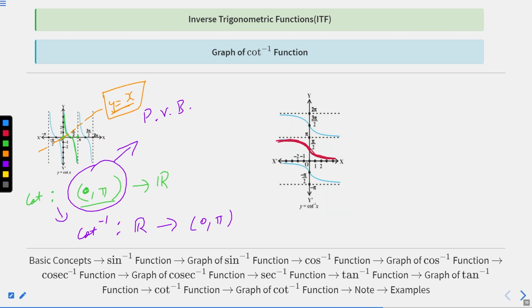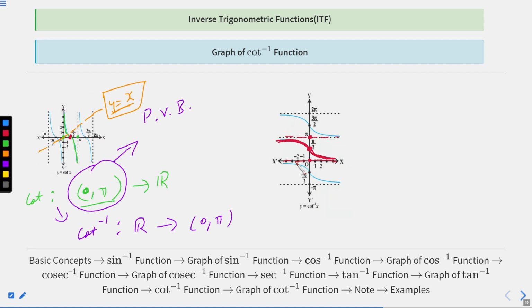Okay, as you can see here, pi by 2, here it is also pi by 2. It is in between 0 to pi. As you can see, here is 0, here is pi. Okay, I hope that it is clear to you. Let's move to next.